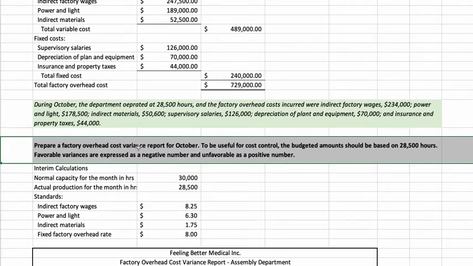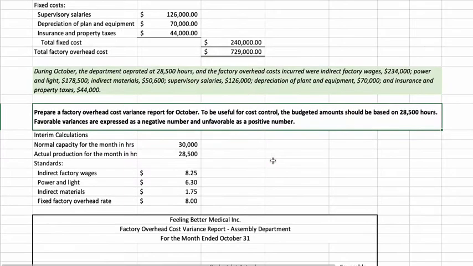So to be useful for cost control, the budgeted amounts should be based on the 28,500 hours, and we'll walk through how to do that. When we calculate our variances, favorable variances are expressed as a negative number, and unfavorable is expressed as a positive number, which feels different, but we'll get through it.